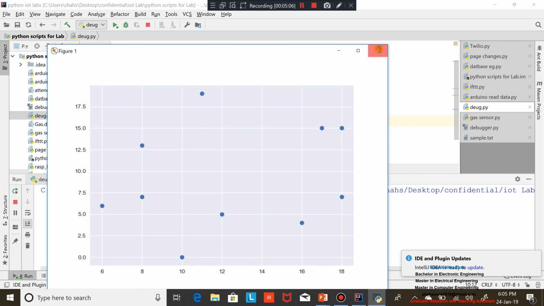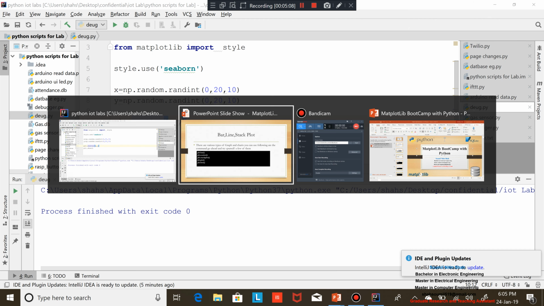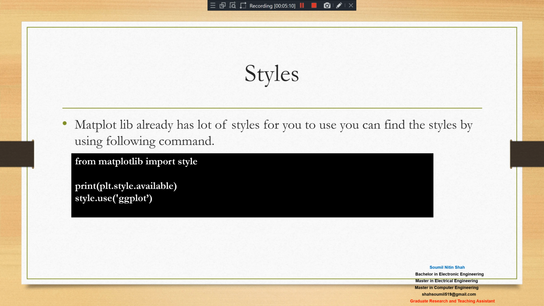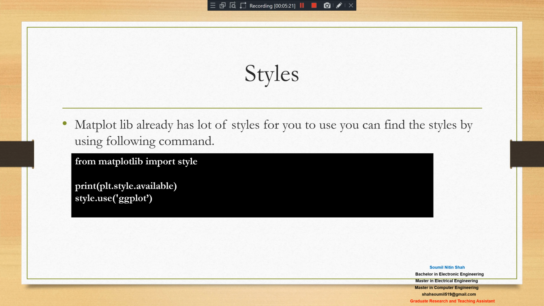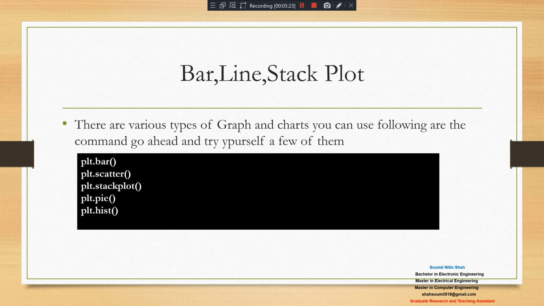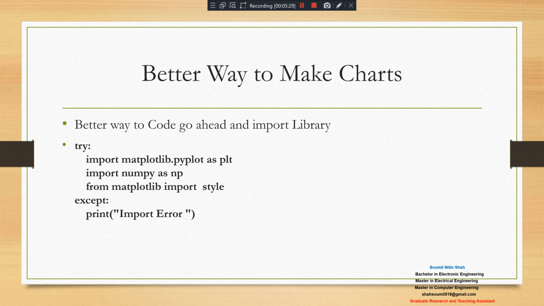So here you see a scatter plot, a bunch of random numbers. Basically, these plots can also take in arguments like line width, color, line style, label, and marker. As we talked earlier, every plot function has these attributes. All right, so that's all about plotting line, bar, stack, and other kinds of plots. Let's move forward with the presentation.